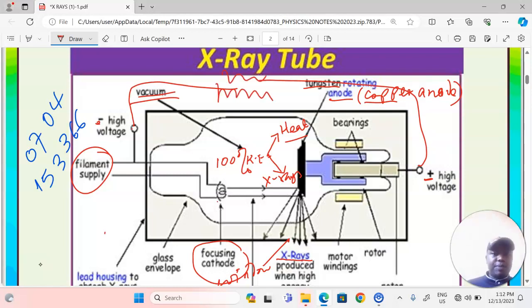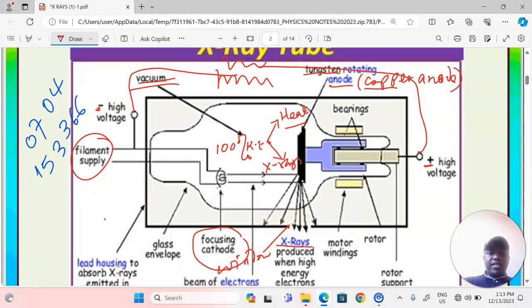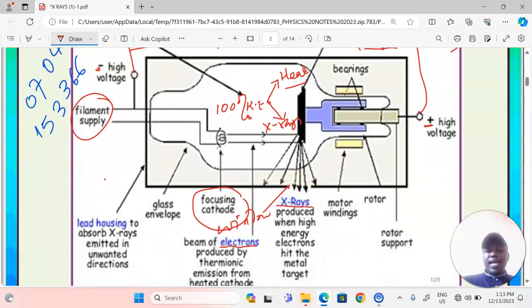such that we have a step-up transformer at a point like that, such that now there is a great potential difference that is connected to the cathode and to the anode to ensure that electrons are highly attracted.